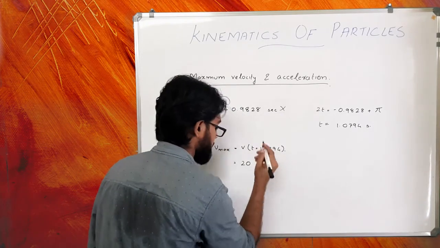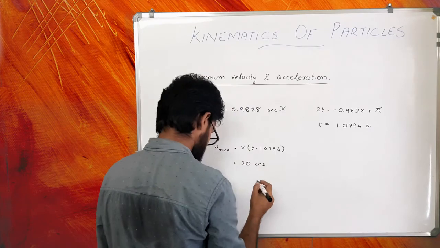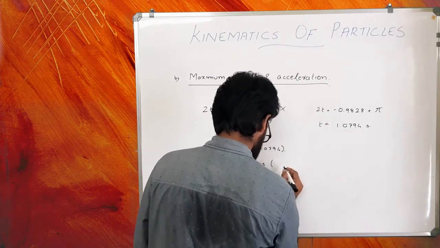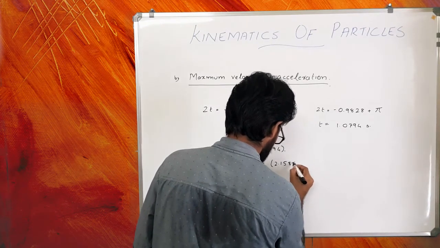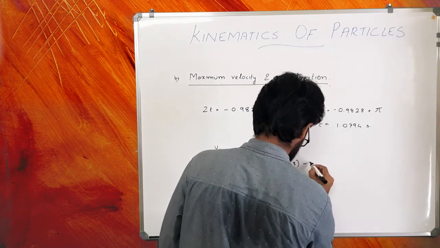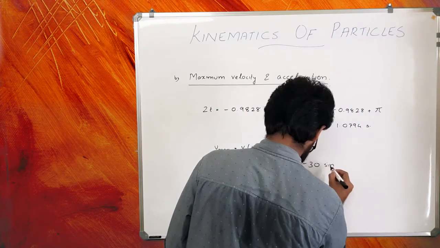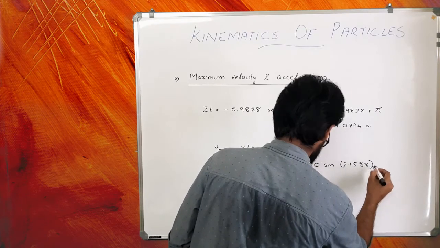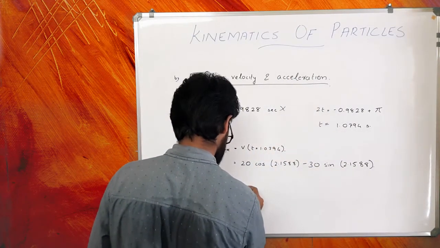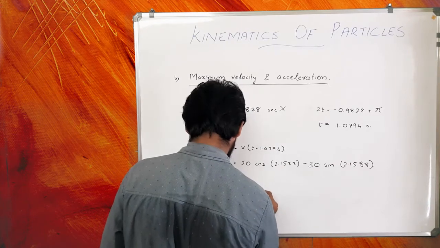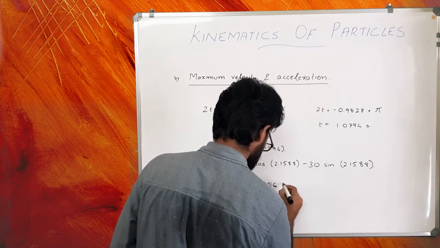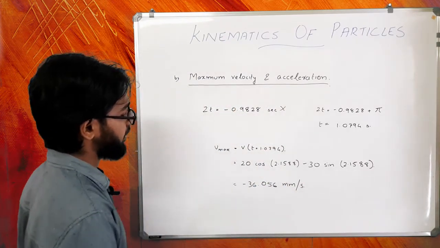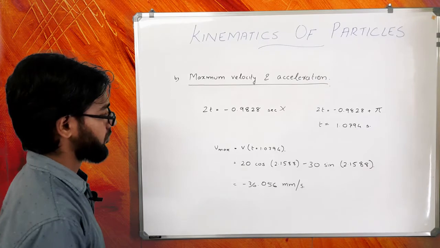substituting in the earlier equation, 20 cos 2 into 1.0794, which will be approximately 2.1588, minus 30 sine 2.1588. Now, if I solve this, I'll get an answer of minus 36.056 millimeter per second. So, this will be my maximum velocity.